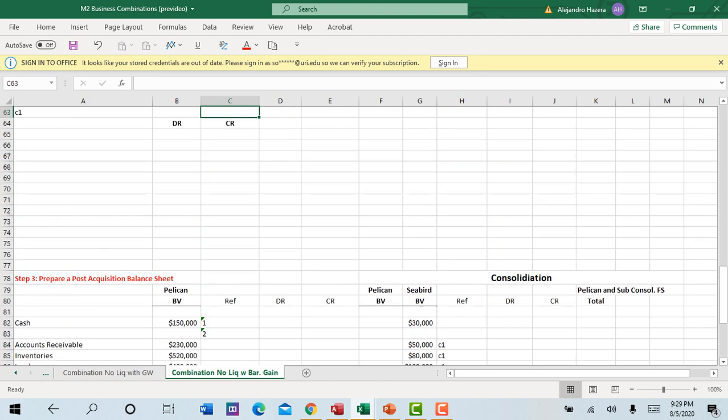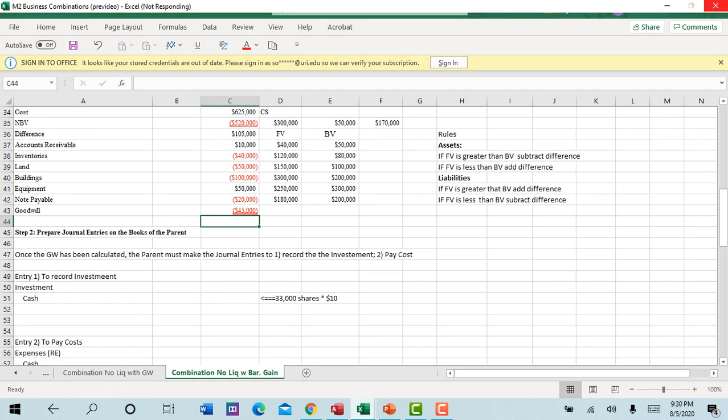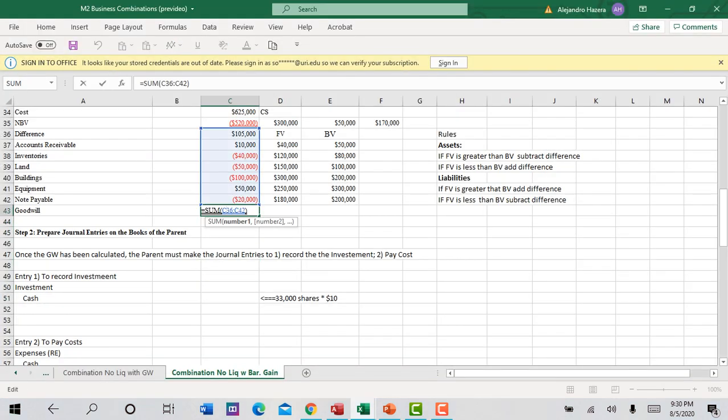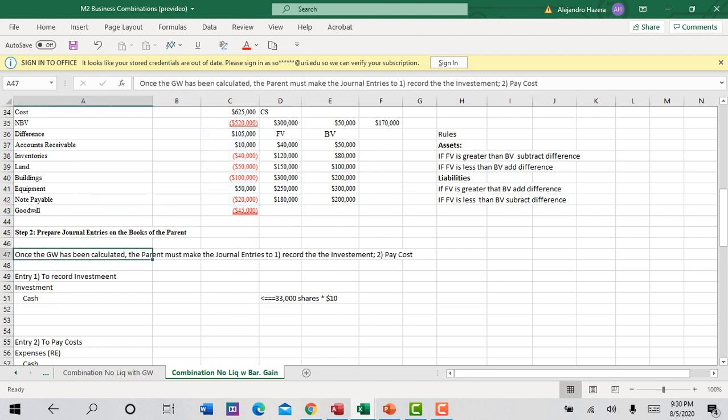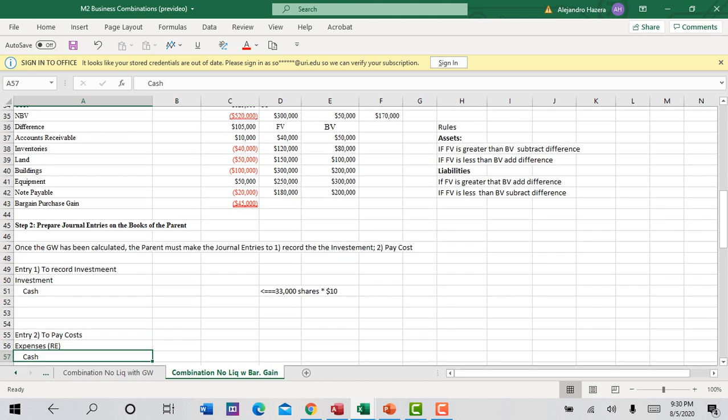Okay, so the parent first calculates its goodwill, and since its goodwill is negative, you don't have goodwill anymore. You have a bargain purchase gain, which is negative goodwill, basically. Then the parent has to record two entries on its own books.